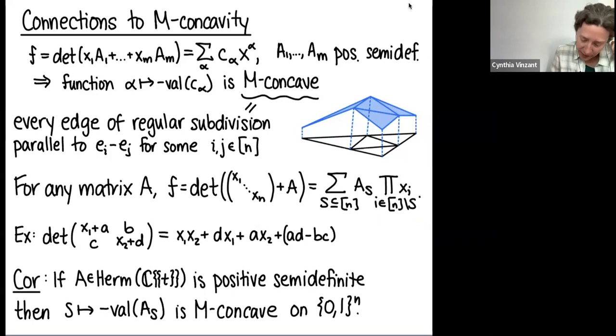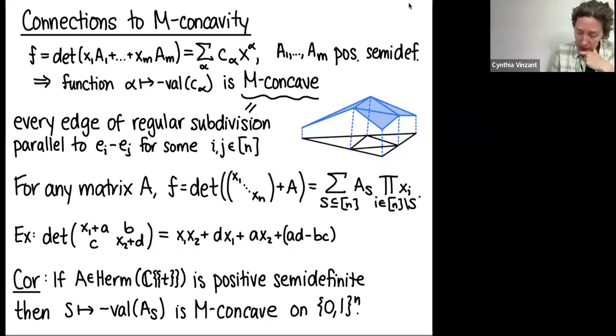But as a very small example, if I took a 2x2 matrix A, B, C, D, and I add a diagonal matrix of variables, and I take the determinant, then I get 4 terms corresponding to the 4 subsets of the set {1, 2}. And if I look at the coefficient of x1, then what I get is the principal minor corresponding to the complementary set 2.